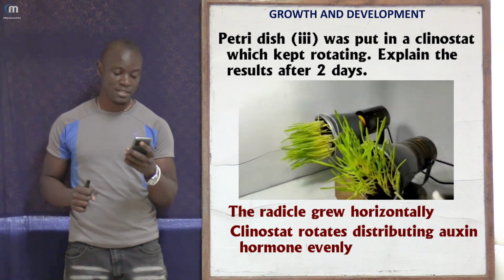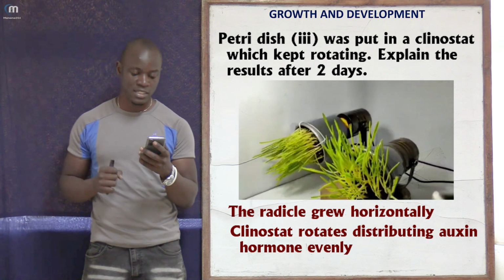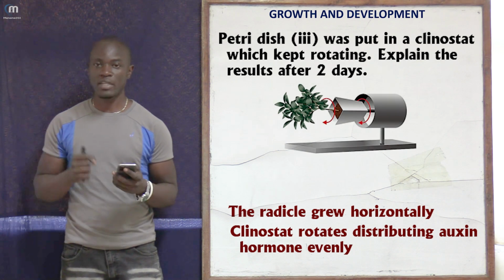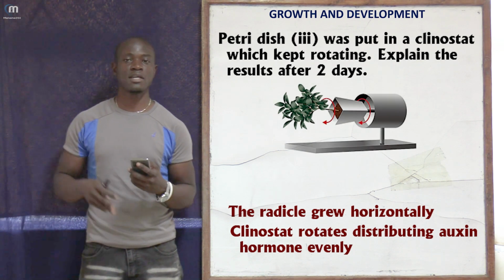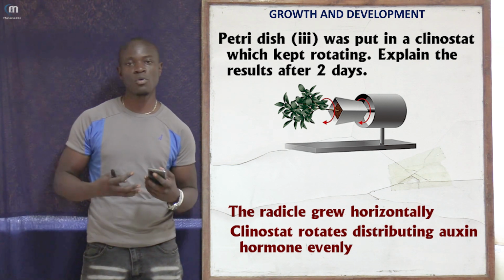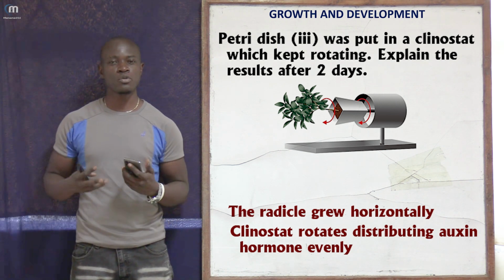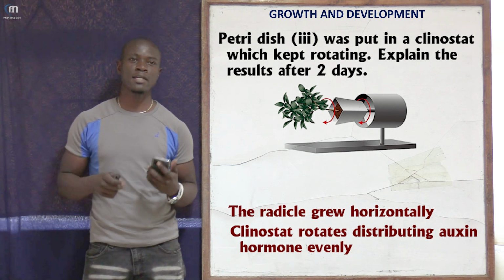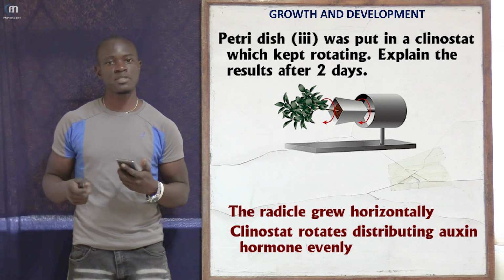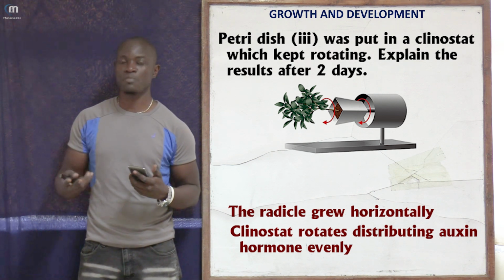So in this question we are being asked that a Petri dish was put in a Clinostat which was kept rotating. Explain the results after 2 days. For the Clinostat, remember we have said that this is an apparatus which rotates in order to cancel out the effect of auxin hormone and gravity on the seedlings. So this Clinostat is mainly used to check geotropism.